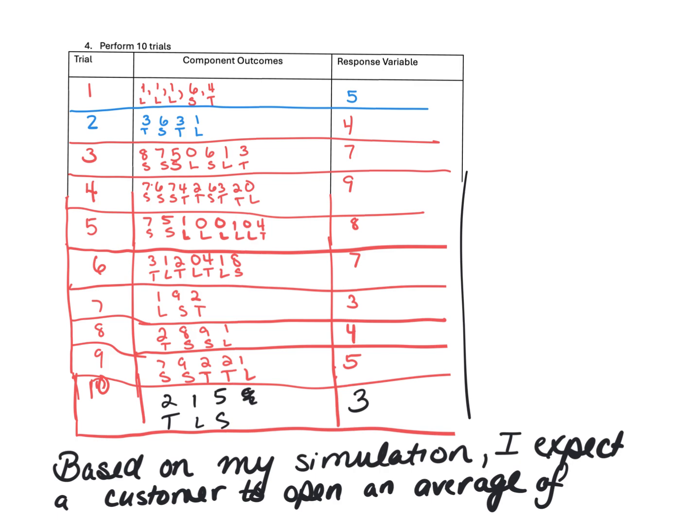So I actually have a simulation where I have done this 10 trials. You can see sometimes I got lucky and only needed to open 3, and another time I had to open 9 boxes before I got all 3 different athletes. So how do I summarize what I have here? I think it makes sense to figure out my average of all of this. I toss these numbers in, add them all together, and divide by 10, and I get 5.5 as my average. So my conclusion is, based on my simulation, I expect a customer to open an average of 5.5 boxes before getting all three athletes.